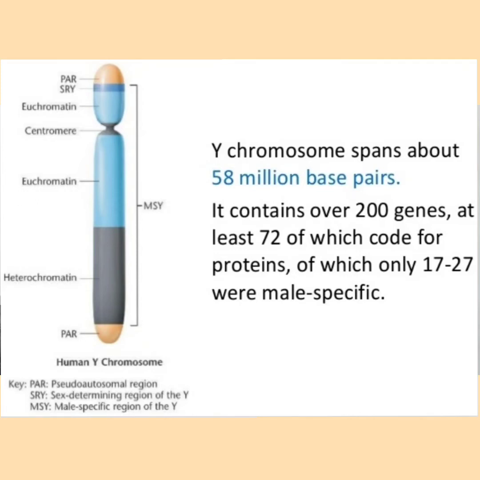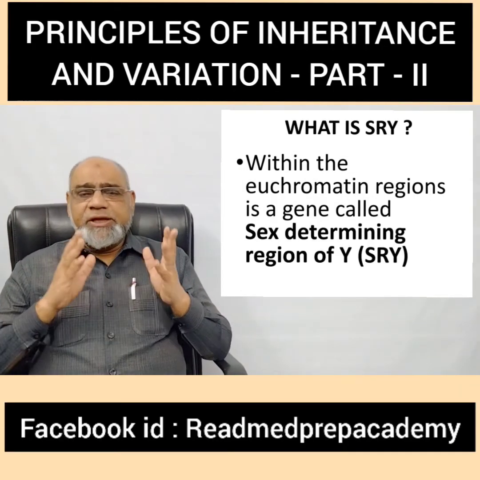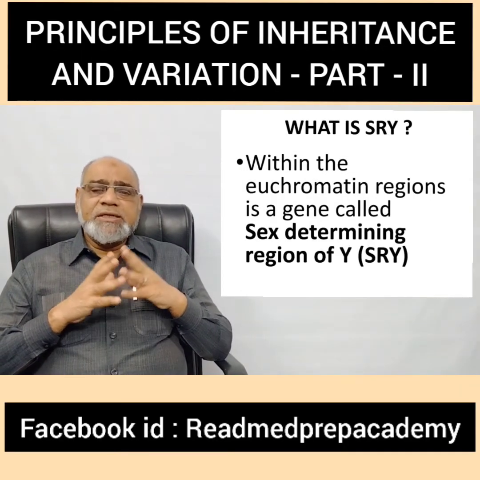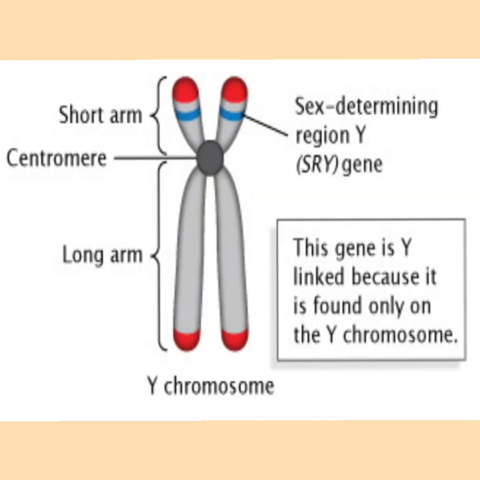It contains over 200 genes, at least 72 of which code for proteins, of which only 17 to 27 were male-specific genes. What is SRY? Within the euchromatin region is a gene called sex-determining region of Y, called SRY, in the short arm. This gene is Y-linked because it is found only in the Y chromosome.